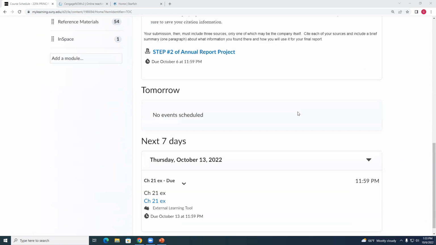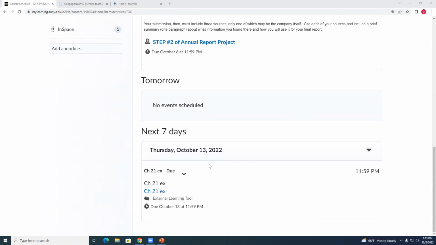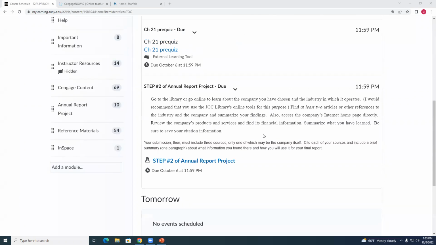Just as a reminder, no JCC classes Monday or Tuesday. So our next class after today will be next Thursday, October 13th, and we'll be finishing up chapter 21 at that point. So the chapter 21 exercises should be submitted at that time.